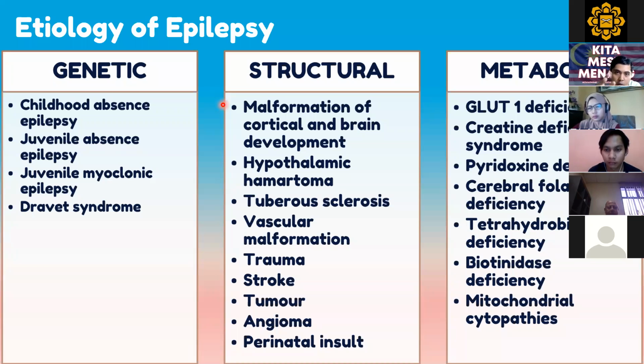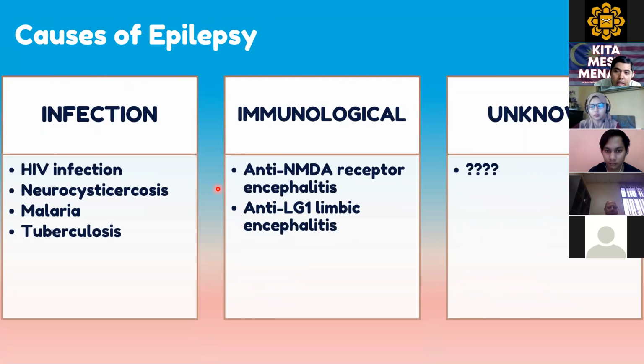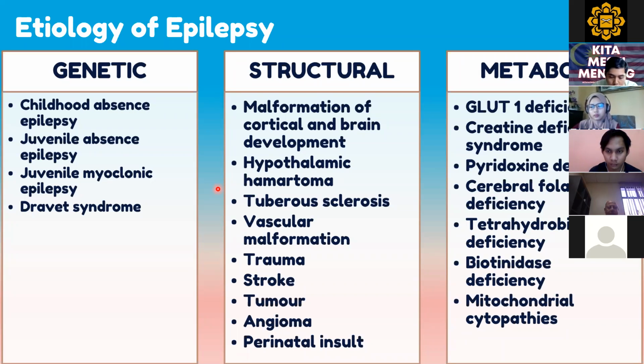So this is the etiology of epilepsy according to ILAE. They divided it into genetic, structural, metabolic, infection, immunological, and unknown. So genetic, previously called idiopathic epilepsy. The famous one is Dravet syndrome due to a mutation in the SCN1A gene. Okay. The second one, structural, previously called symptomatic epilepsy.